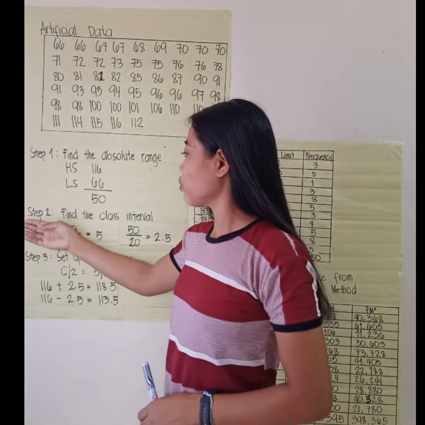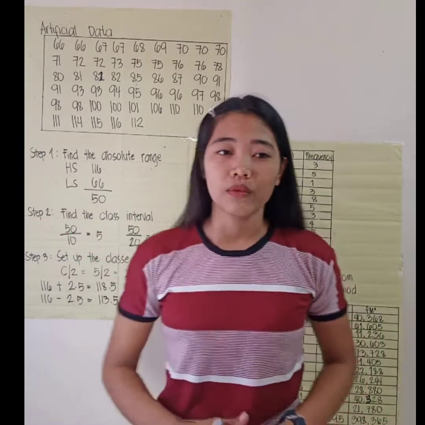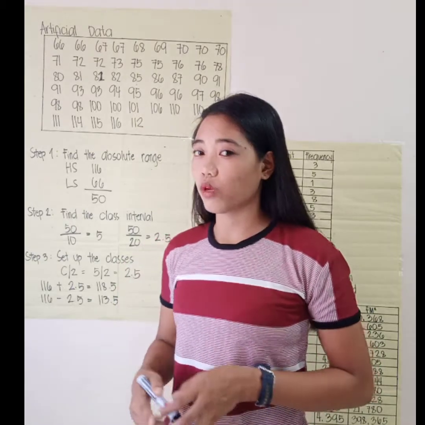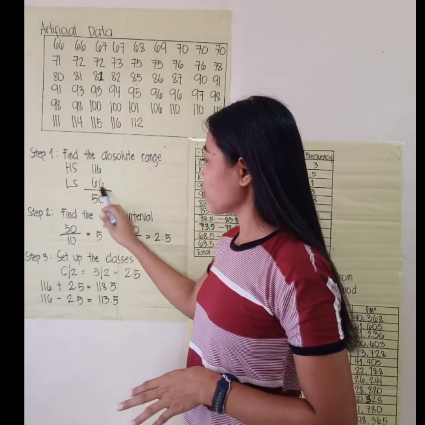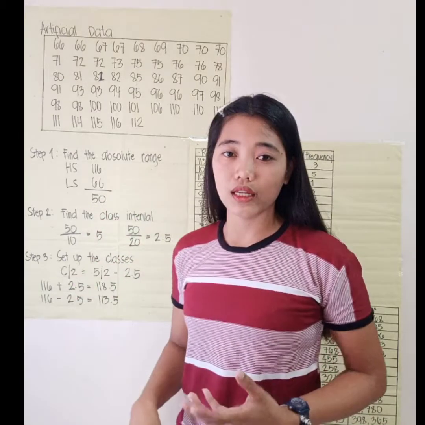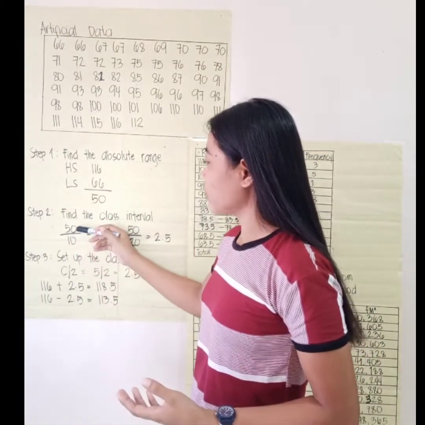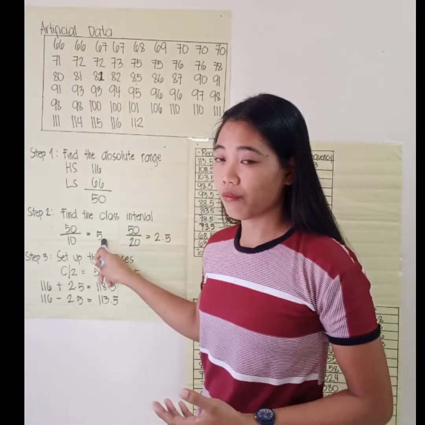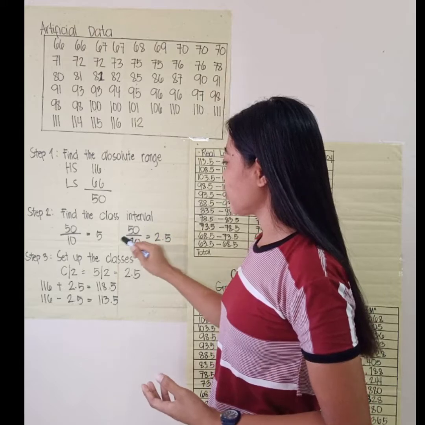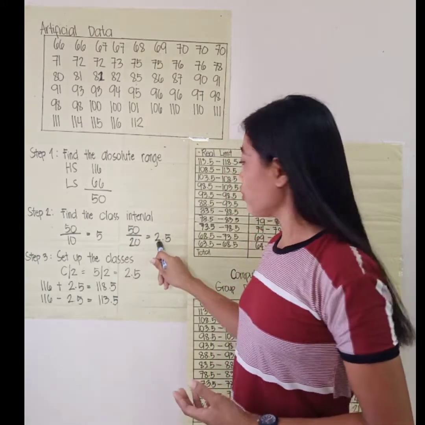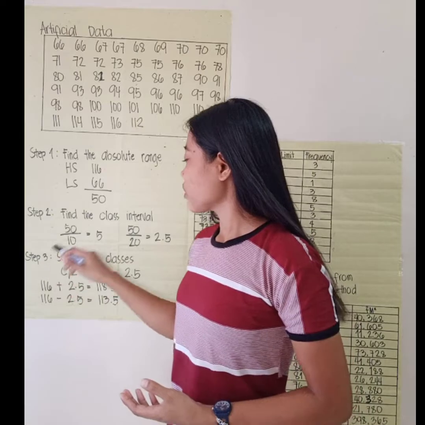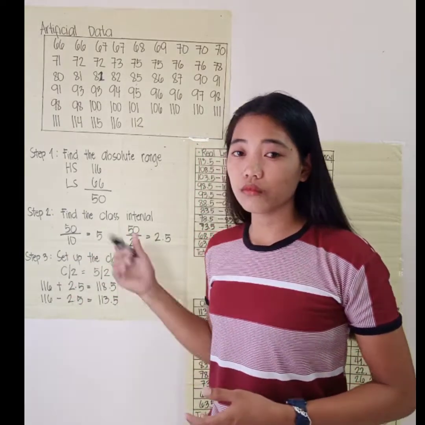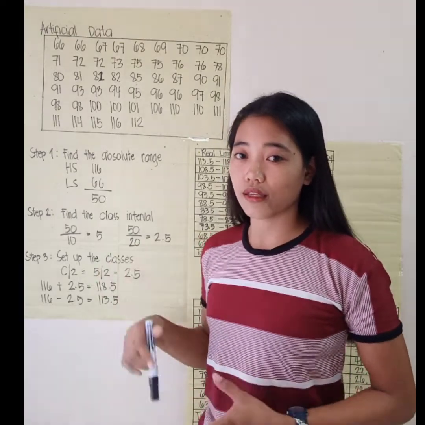Step 2 is to find the class interval. To find the class interval, we simply divide the range by 10 and by 20. Since our range is 50, the range divided by 10 is equal to 5, and the range of 50 divided by 20 is equal to 2.5. We will choose 5 as our class interval to use in the next step.